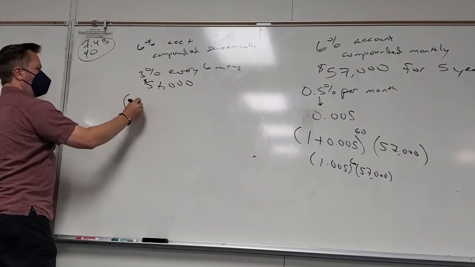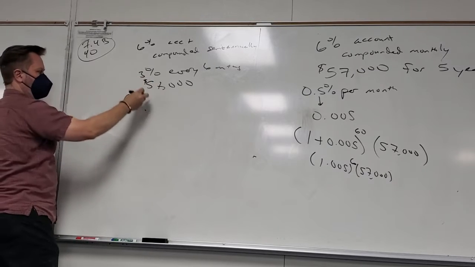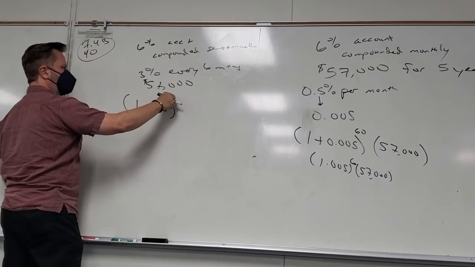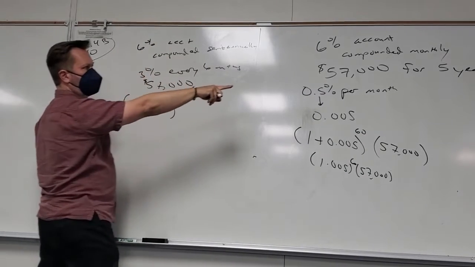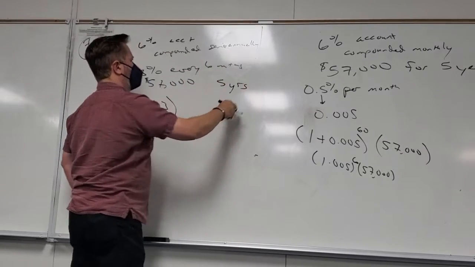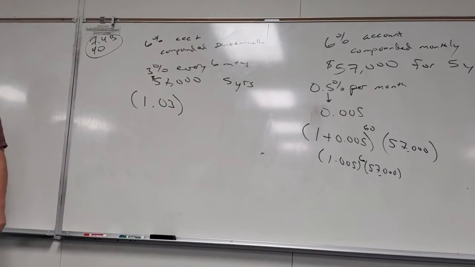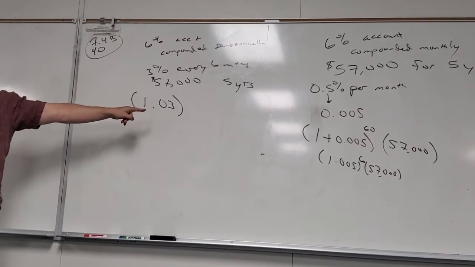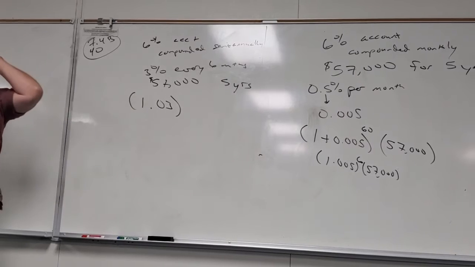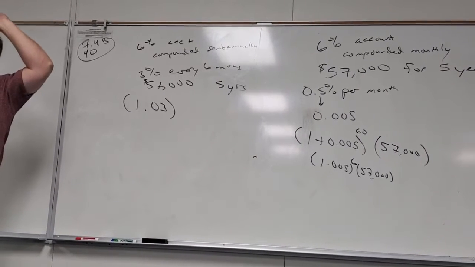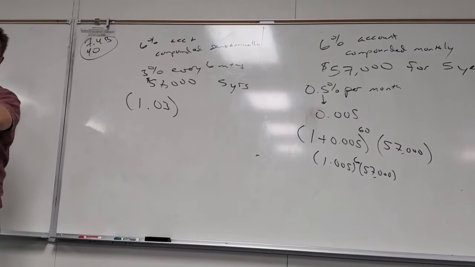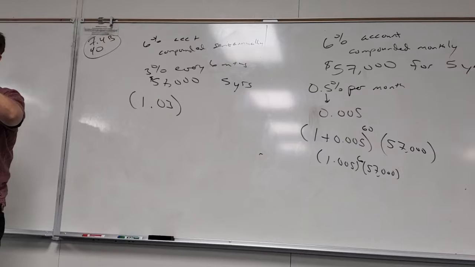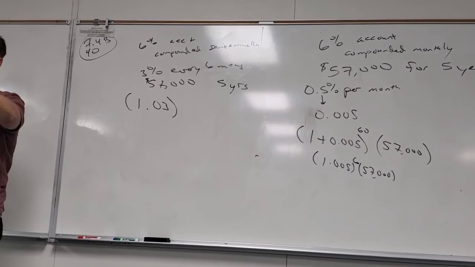So then it would be 1.03, the whole amount plus 3%. How many times are we doing it now? I'm sorry, it was still 5 years. So how many times a year? Twice. Every 6 months, so twice a year for 5 years. So how many times am I having money added into my account? 10 times.